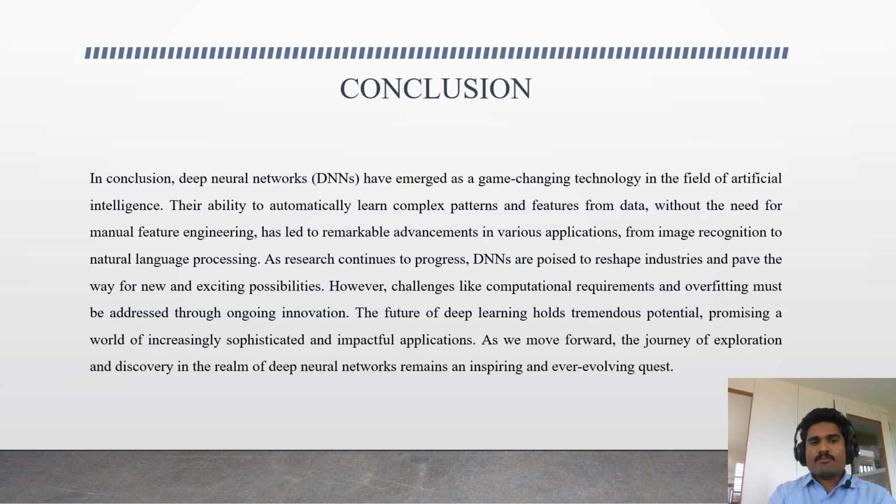And the conclusion is that deep neural networks have emerged as a game-changing technology. It's a very hot technology right now. They can automatically learn complex patterns and features from data without the need for manual feature engineering. These are all done automatically. It's a remarkable advancement in various applications, from image recognition to natural language processing. So it is very useful for humans for building models. These different types of deep neural networks are very helpful for building models.